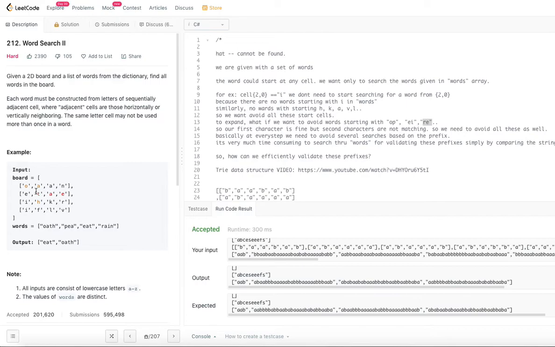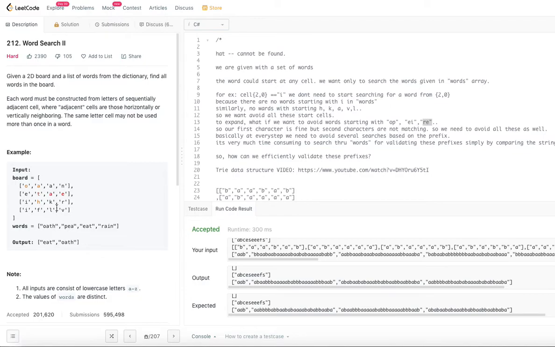So we go down, OAT. Is there a word? Yes, that prefix is there. OATE, let's say OATE. Is there a word like that? No, we don't have to go that path at all. So like that, we want to minimize our search space. We don't want to do unnecessary searches.